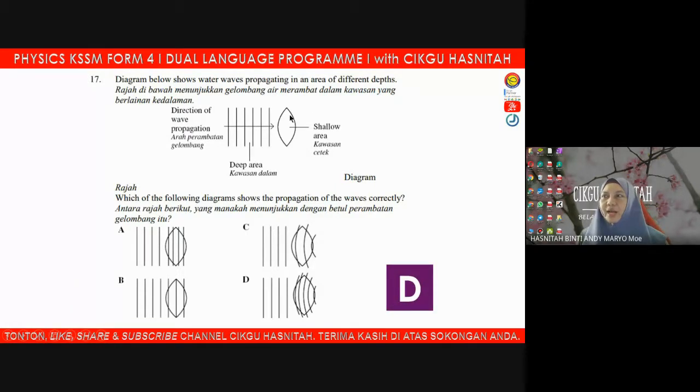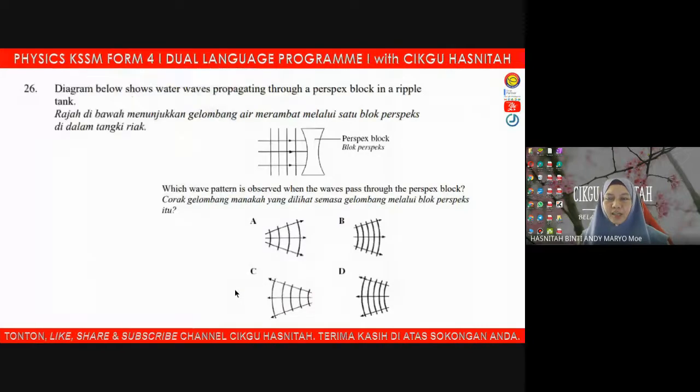So the answer is D. In a shallow region, first of all, you have to look at the wavelength. It becomes shorter. The wavelength decreases. So you can reject B and you can reject C. So we have two left. Which one? If you look from the diagram, which one is a logical diagram? Convex lens is to converge the wave. So after passing through, the wave will be focused on one point. So answer is D. Congratulations for those who get it right.